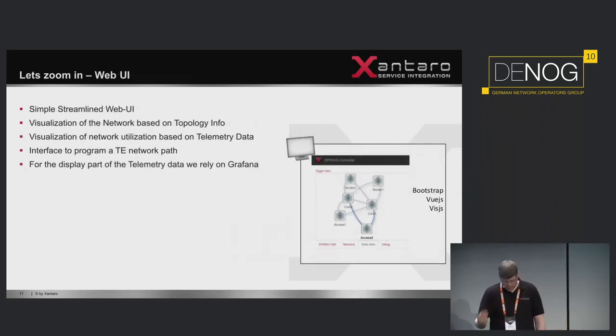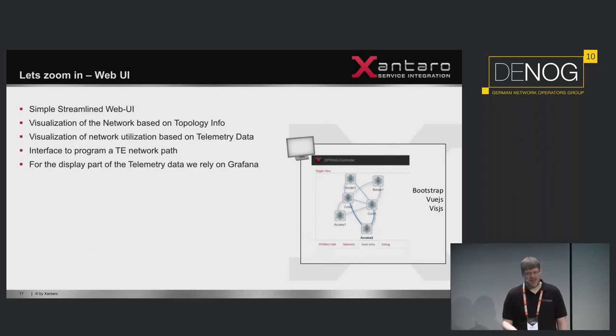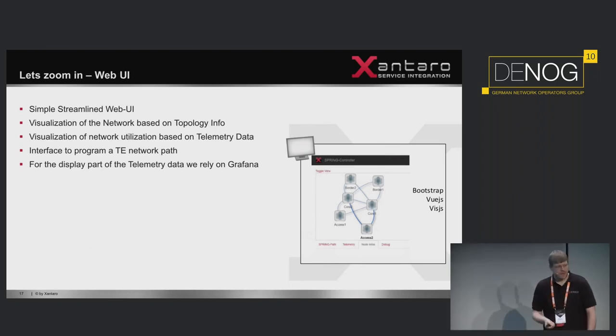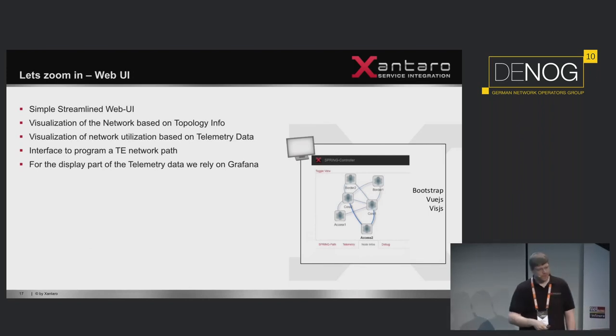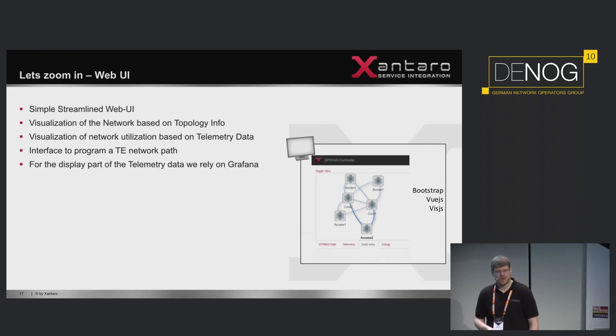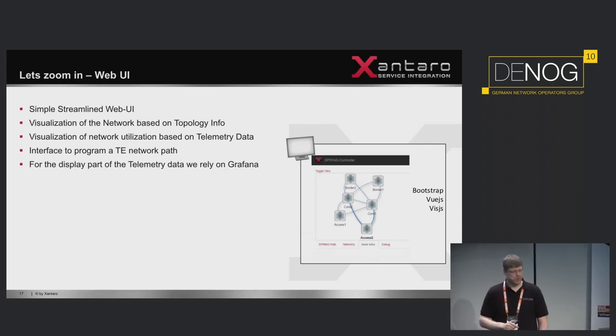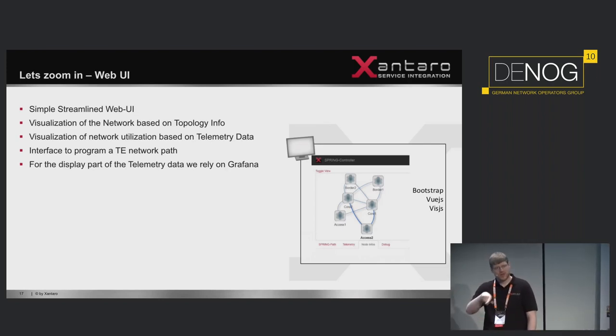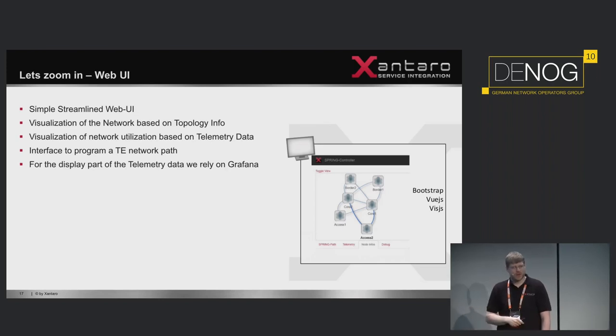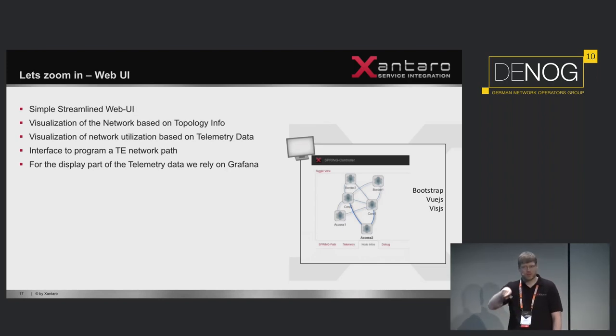In the end, there is a web UI on top of that, which is just there for convenience purposes. It's built on a couple of frameworks which you use these days. We will walk through that in a minute, so I won't spend too much time there. And the main app, or feature, that we deployed there is that you can actually deploy a traffic engineering path in your network by just visually selecting the path through the network that it should take.